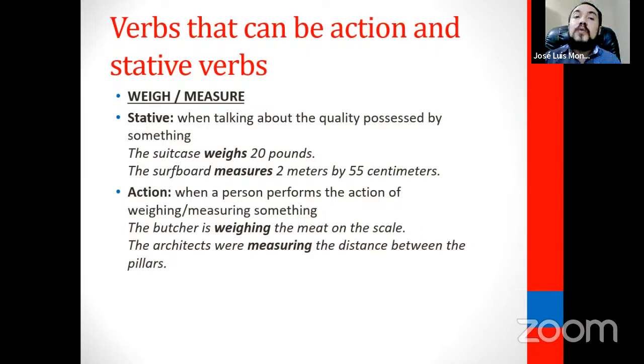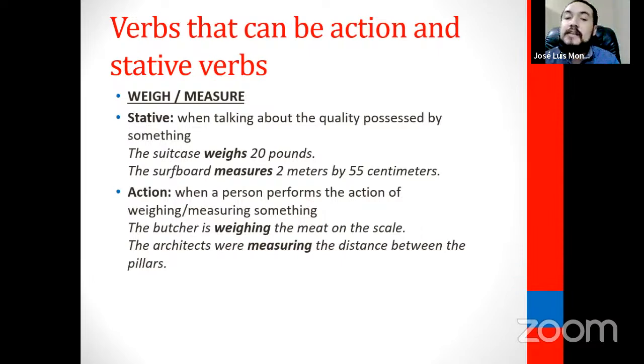Okay. Weigh and measure. The same idea as taste and smell, right? It is stative when it's a state. When the suitcase weighs 20 pounds, or you can say, right, some kilograms, that's the state of the suitcase. The suitcase is not doing any action, right? That's the characteristic that it has. It weighs 20 pounds. The surfboard, right, measures 2 meters by 55 centimeters. That's not an action. That's a description of the surfboard.